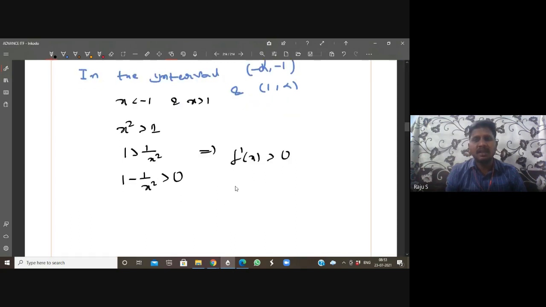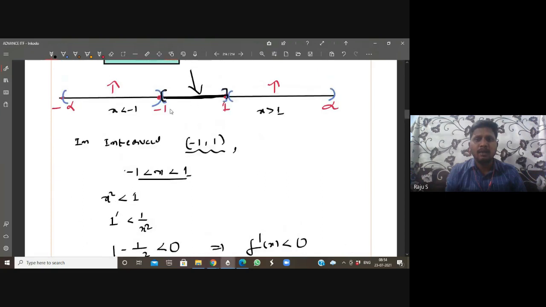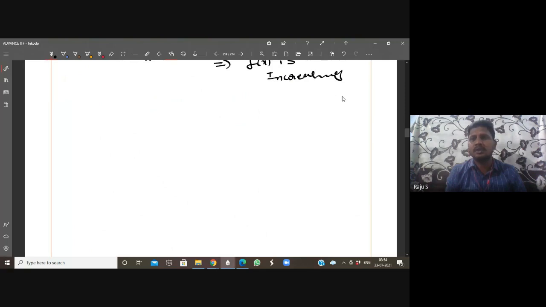When f dash of x is greater than 0, which implies f of x is increasing or decreasing? Increasing. So only in the interval minus 1 to 1, it is decreasing. For the remaining, either x is lesser than minus 1, x square is greater than 1, or x is greater than 1, x square is greater than 1. You can take x lesser than minus 1, for example x is equal to minus 2, and you can check it. What about x square, which is 4, greater than 1?